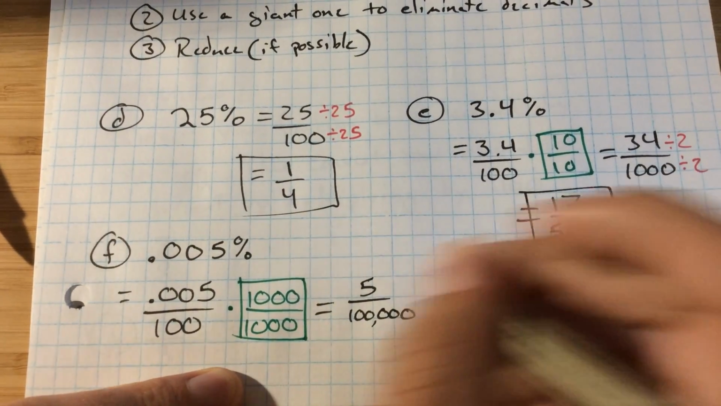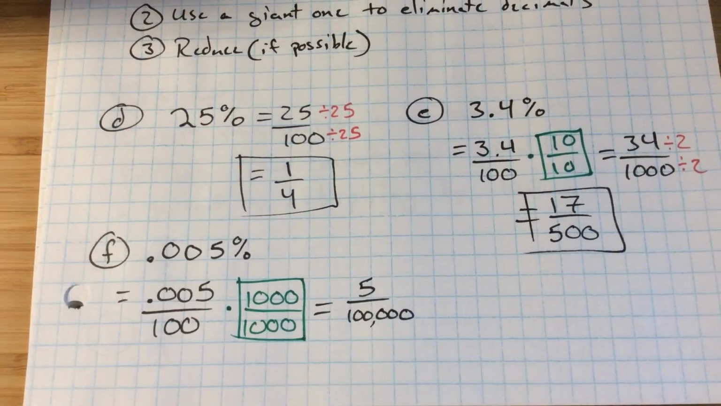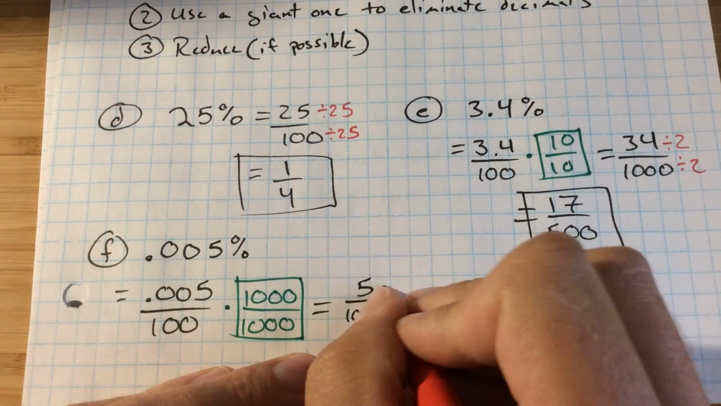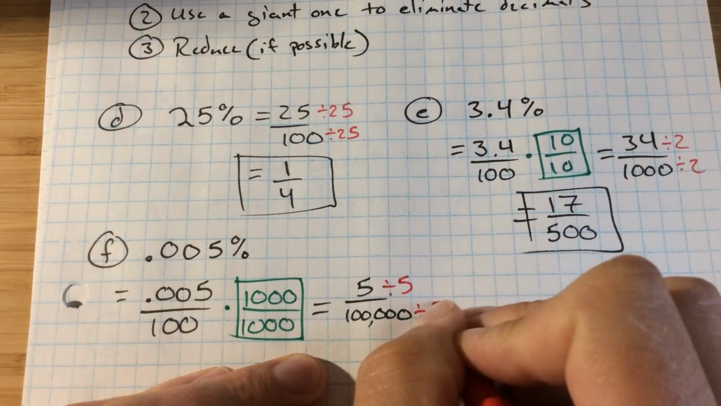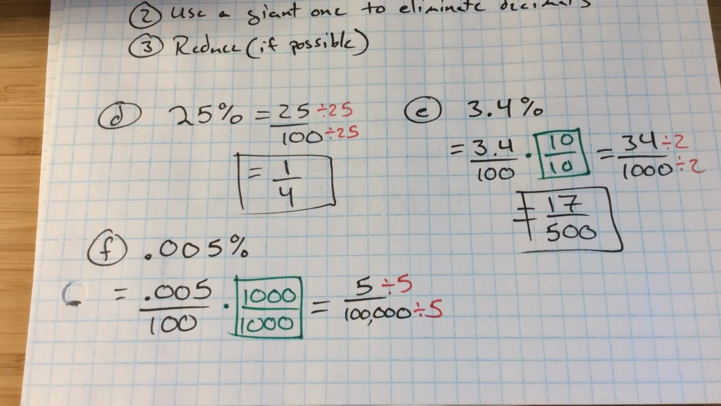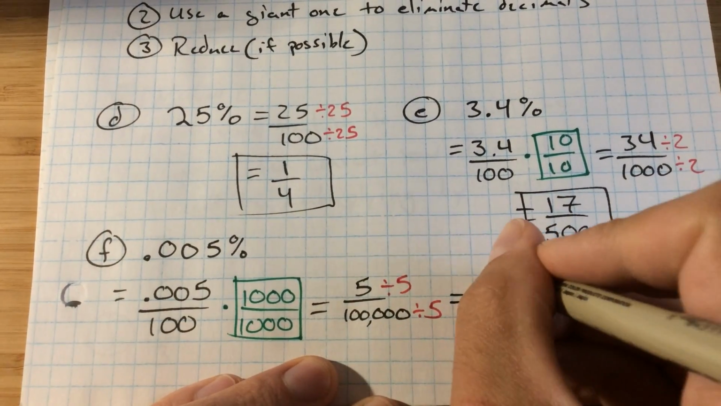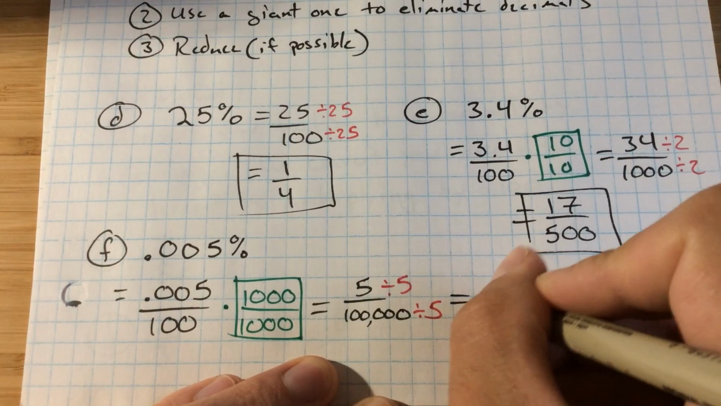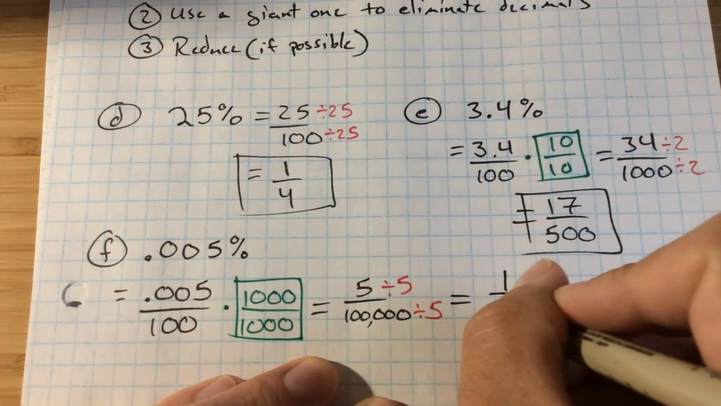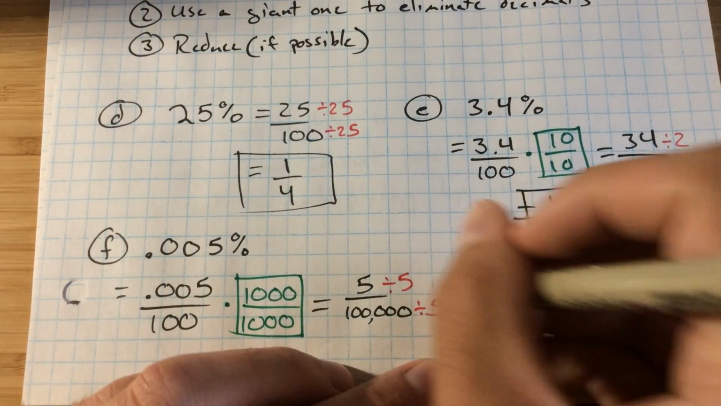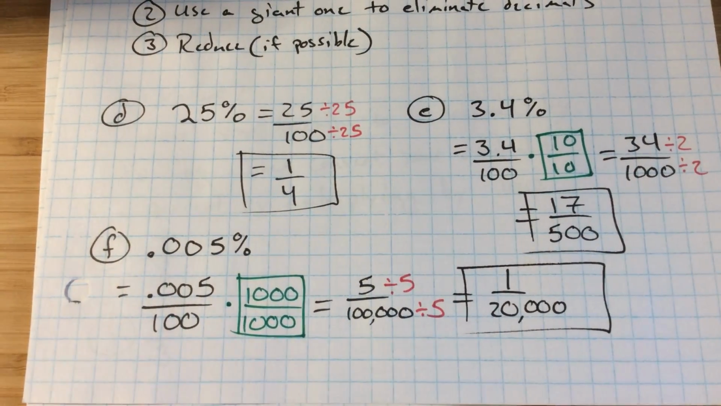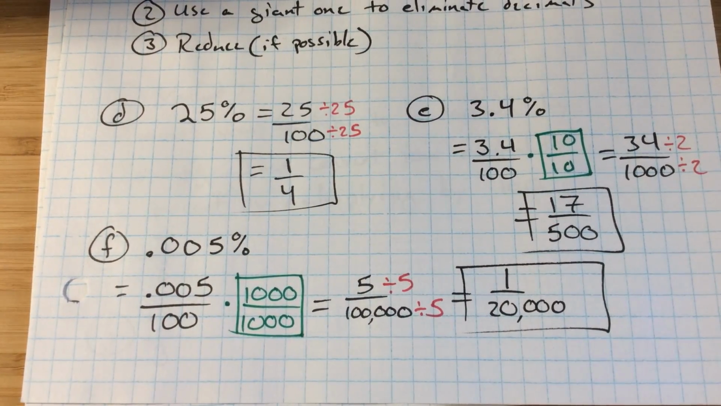And now I'm going to divide both of these to simplify them. So both of these are divisible by 5. Divide them both by 5. And you're going to end up with 1 over 20,000. And that's the most simplified fraction you can write for, what do we say that was? 5/1000ths of a percent? Yeah.